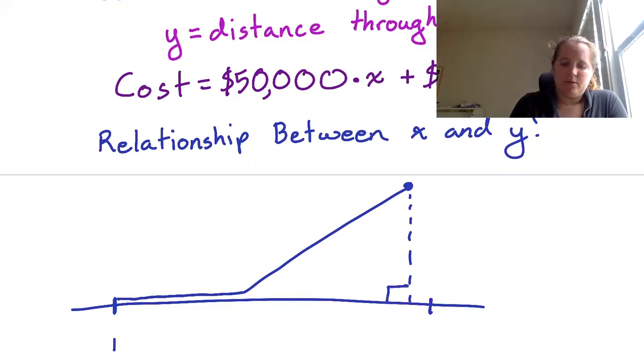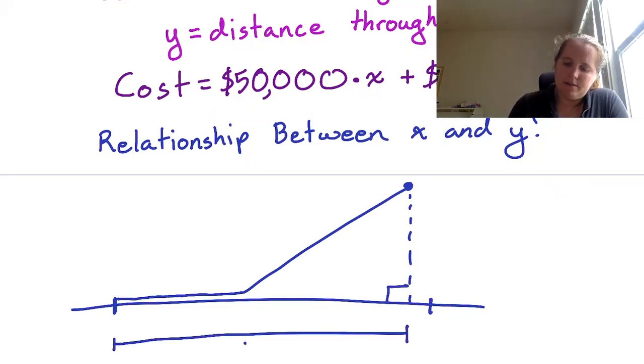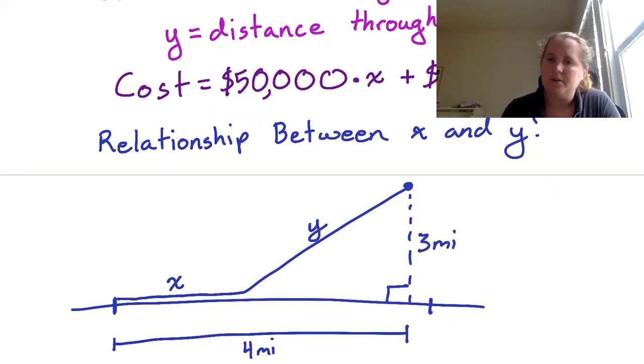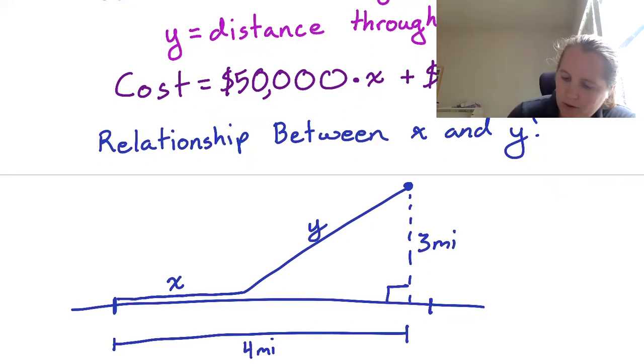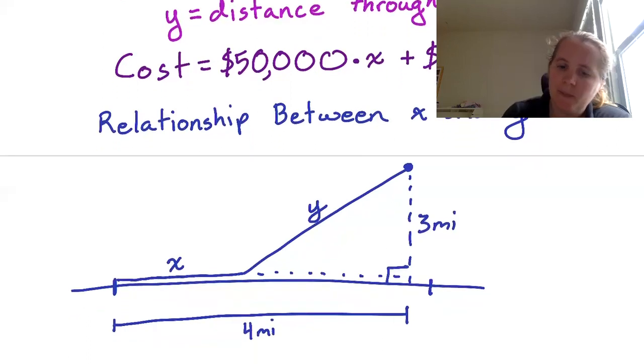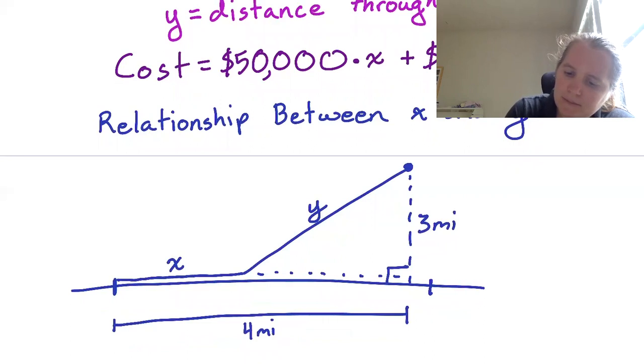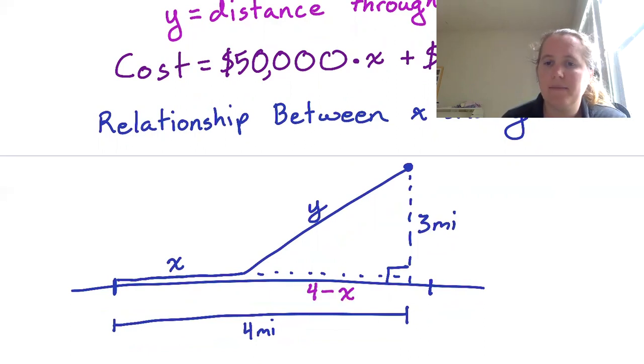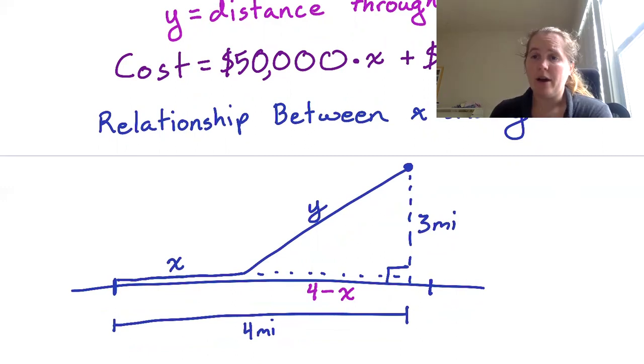And we know that this overall distance is 4 miles. We know this is X and this is Y. And then this is 3 miles out, dashed line there. So I'm going to also put a dashed line at the bottom. So we essentially have a right triangle with hypotenuse Y. That missing piece, the leg that runs along the shore, is just going to be the remaining 4 minus X miles. So we could figure out Y.